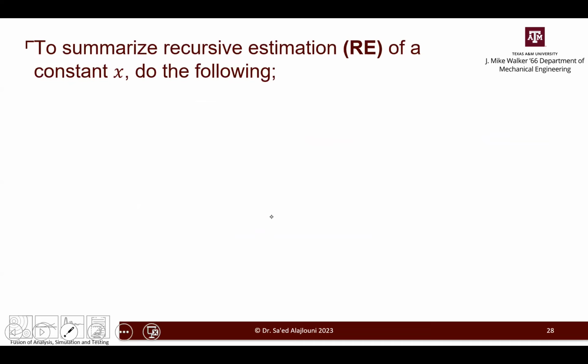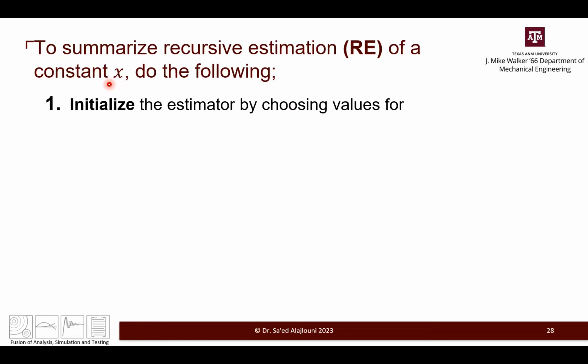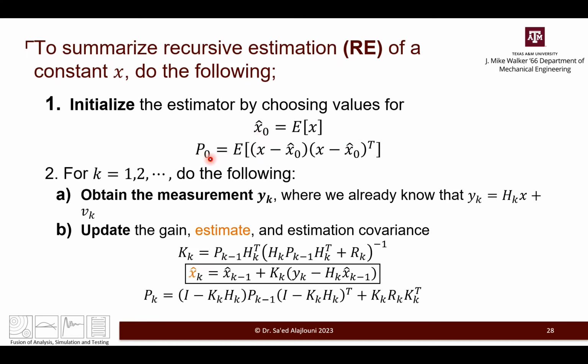Okay, so let's summarize what recursive estimation is. Remember, we're estimating a constant, x. So you initialize by choosing values of the initial estimate, x naught, and the initial covariance matrix. You need to give them initial values. And then for k = 1, 2, etc., do the following.